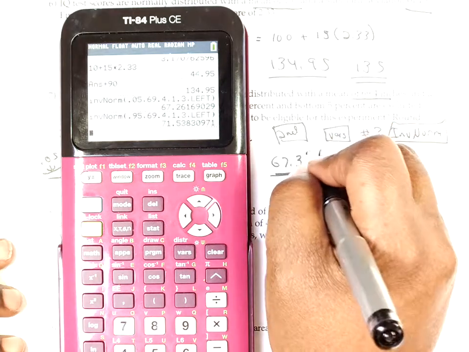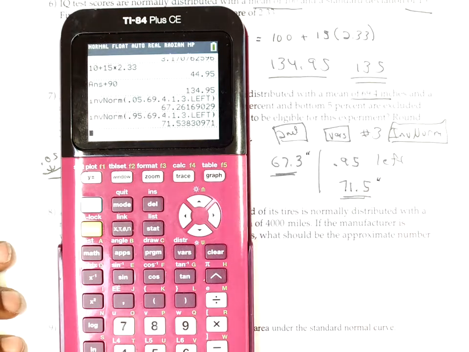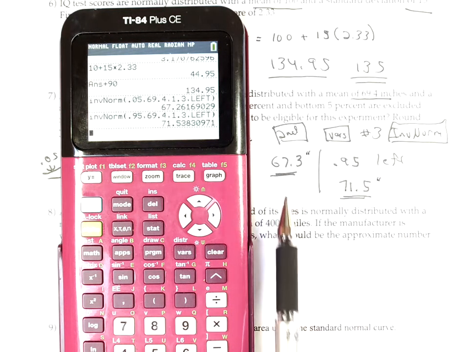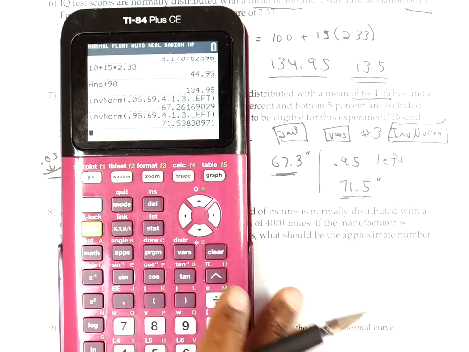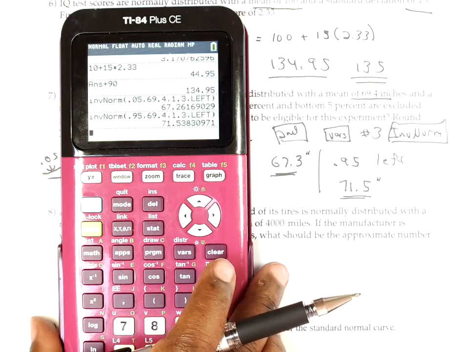So for this experiment, they're going to not allow anyone who is shorter than 67.3 inches or taller than 71.5 inches, so that they're getting more of the average and not like the outliers that we talked about.